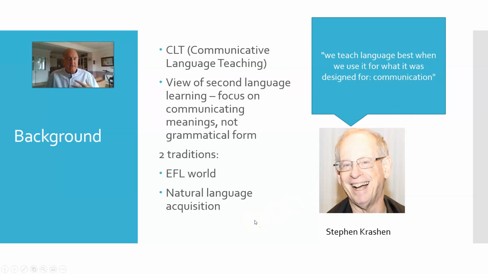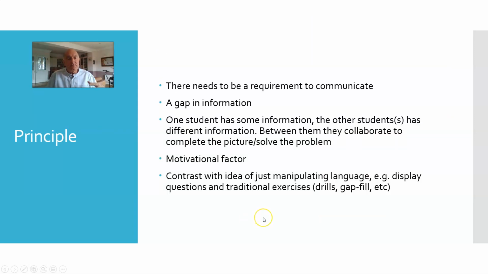So generally speaking, that's the background to the need to communicate, and I'm going to show you now how the information gap fits in with that need. The principle of the information gap is that there needs to be a requirement to communicate. Students will want to use the language if there's an actual need to use it. To achieve that, you can create a gap in information, where some students have some information and other students have different information. Between them, those students have to collaborate to complete a picture or solve a particular problem. That need to communicate should add an extra level of engagement and motivation for students.